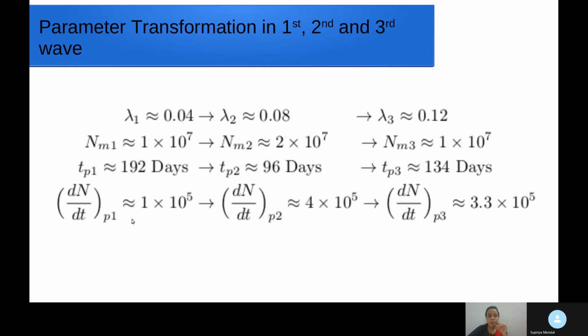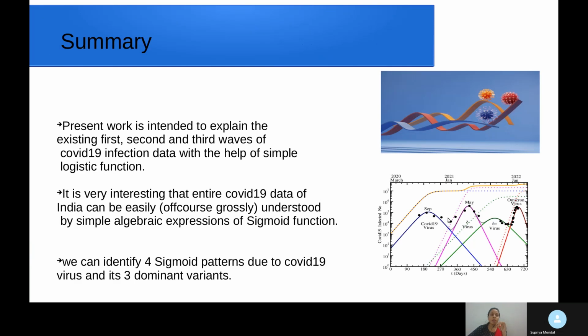The peak daily cases were around 1 lakh for COVID-19, around 4 lakhs for the Delta virus, and around 3.3 lakhs for Omicron.